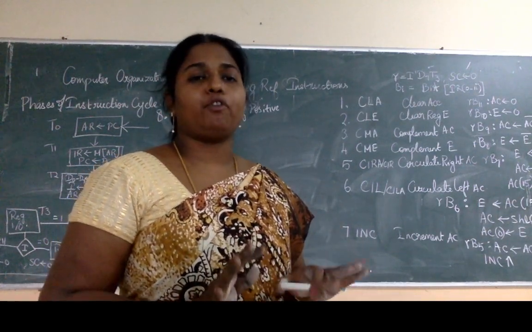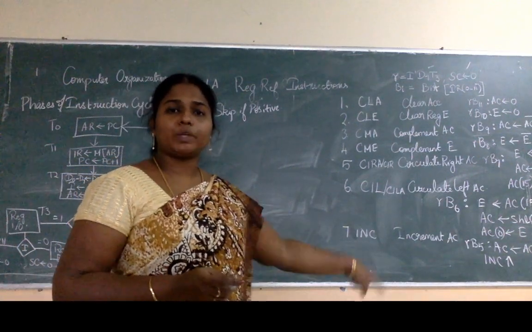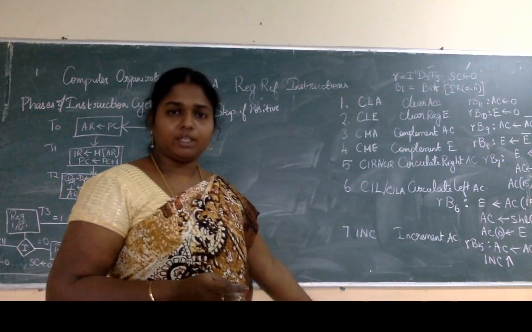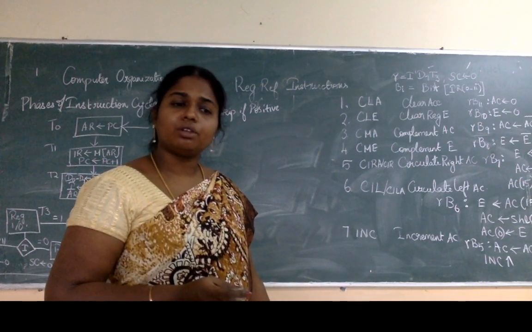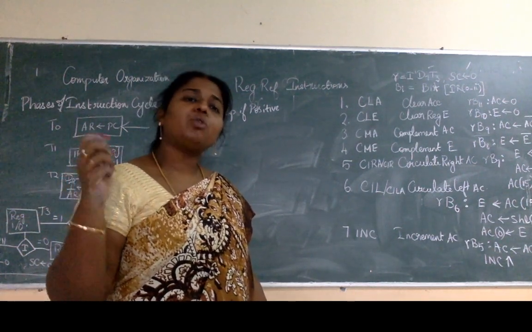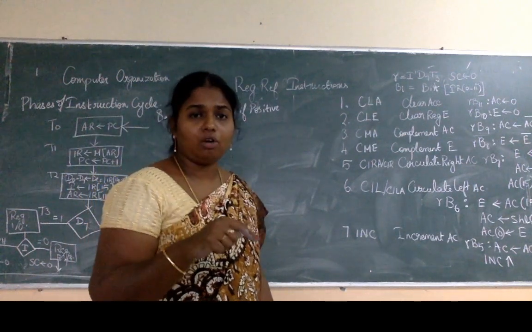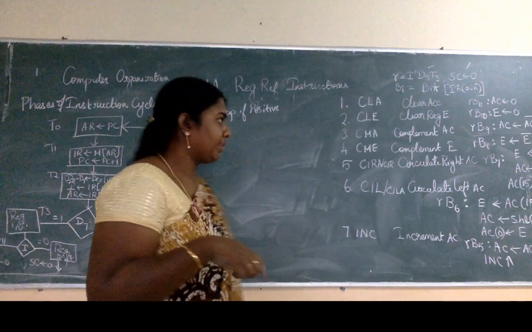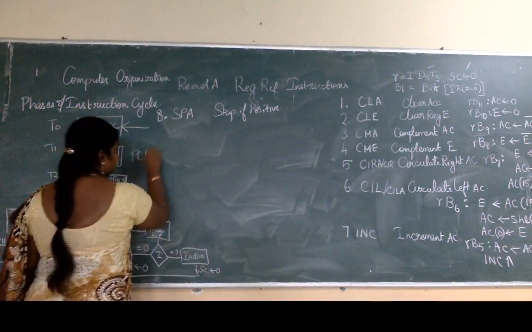How do I perform this operation? The first thing I need to do is find out whether the accumulator content is positive or not, and if it is positive, then what should I do? I should skip the instruction. How do I skip the instruction? How does the computer know which is the next instruction? From the value of PC. Imagine my PC value is 5.